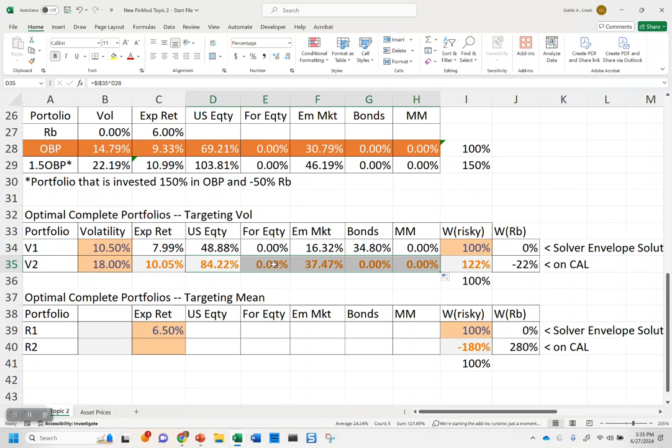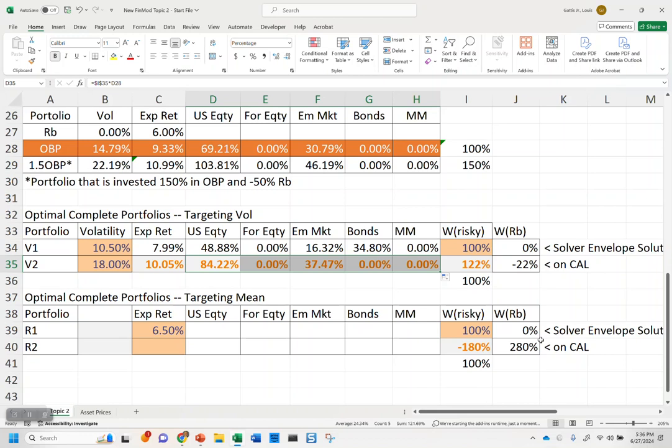So here's how I'm going to build this exact portfolio. If I had $100, I'm going to borrow $22. I now have $122. I'm going to put 84 into equities. I'm going to put 37 into emerging market, and that's going to be my $122 invested.